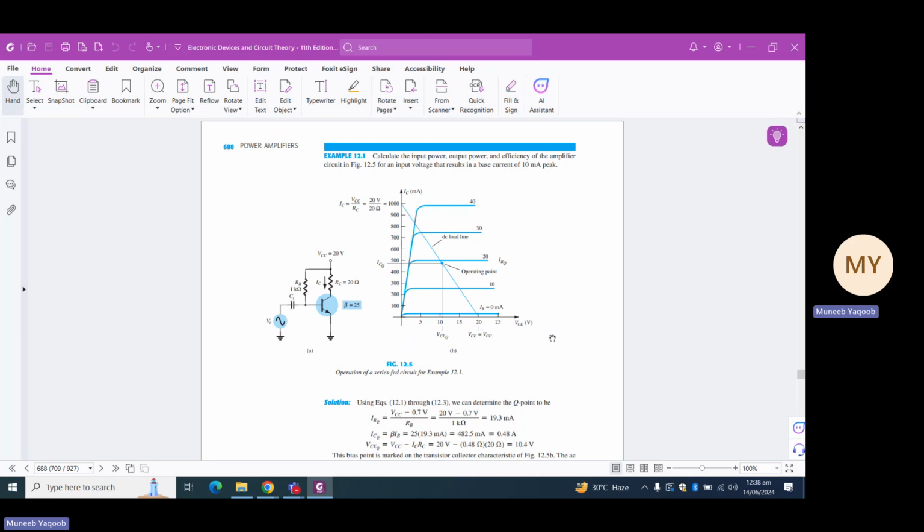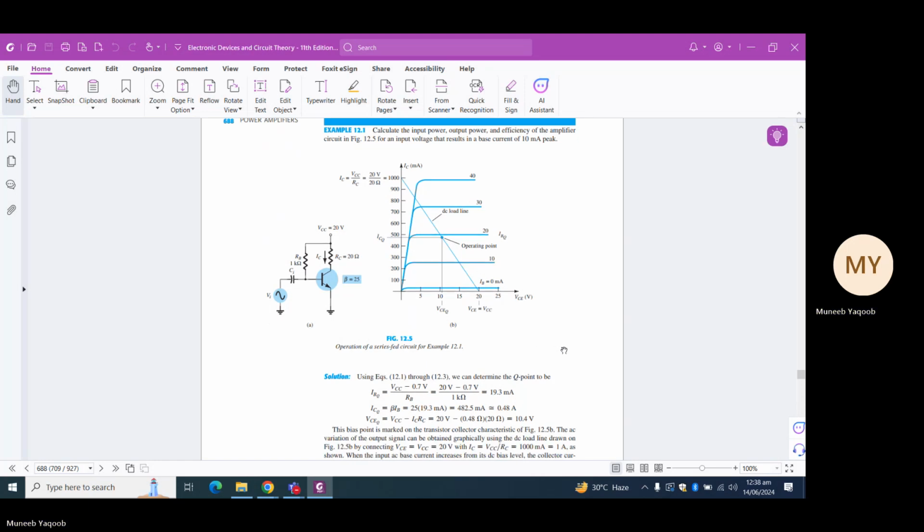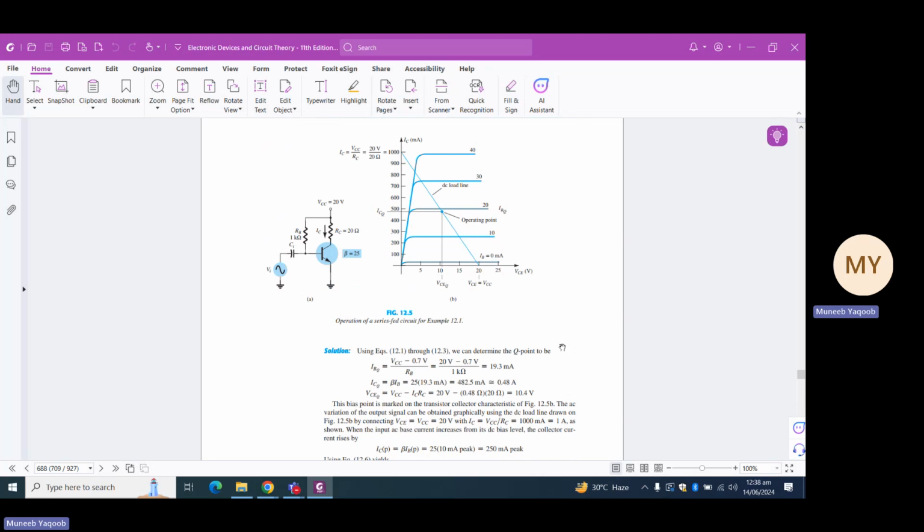Now to calculate VCE, we already proved the equation that it is VCC minus ICRC. We know IC, we are given RC, and we are given VCC. So hence VCEQ is 10.4 volts. Now this is the bias point that we are having. Now for maximum efficiency, VCE must be equal to VCC, that is 20 volts, and IC must be equal to VCC upon RC, that is 1000 milliampere, that is 1 ampere.